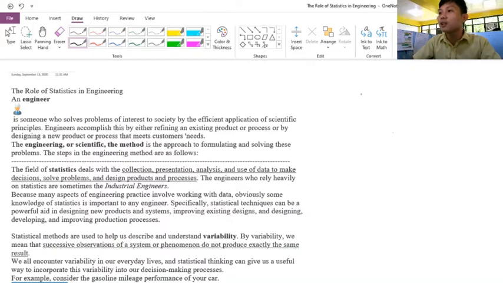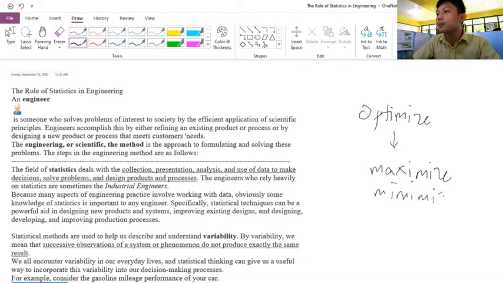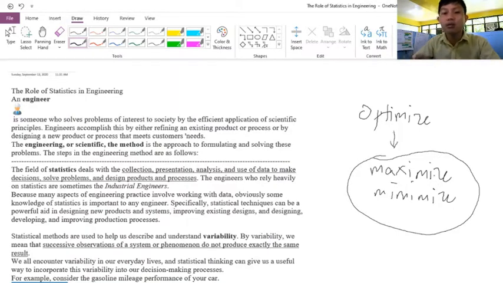Again, engineers can either optimize. When we say optimize, it's either we maximize something or we minimize something. Maximize could be maximizing the profit or the growth, or minimize if we talk about minimizing the cost or the amount of materials that we use in order for us to get more profit. Ganun yan.